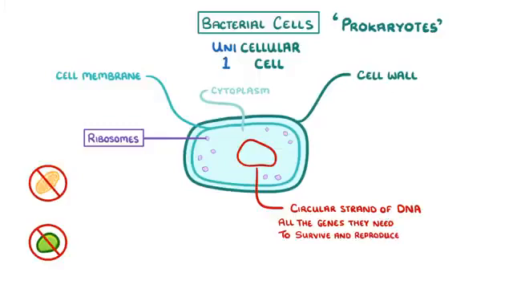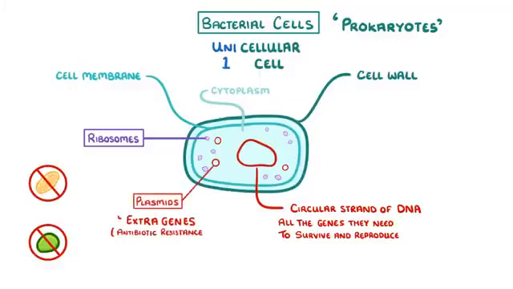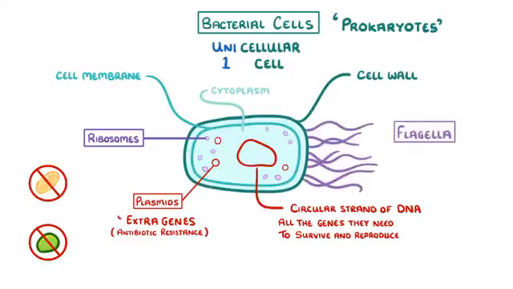Some bacteria also have additional smaller rings of DNA, called plasmids, that carry extra genes, like antibiotic resistance, which the bacteria don't need on a daily basis, but may sometimes come in handy. Bacteria can also have flagella, which are thread-like structures that protrude from the bacteria and can rotate to propel the bacteria forward so that it can move around.